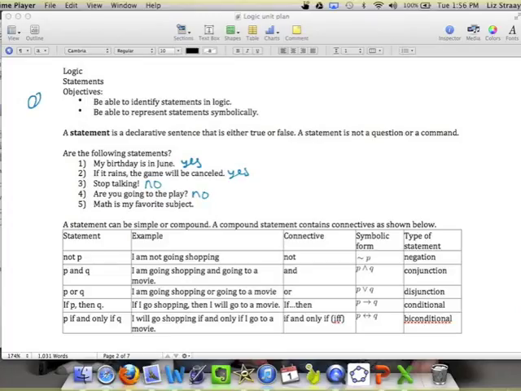Math is my favorite subject. Yes. That is a statement. Could be true or false, but it is in fact a statement.